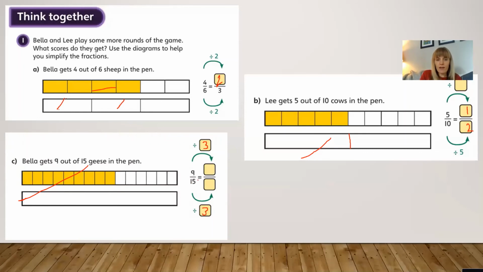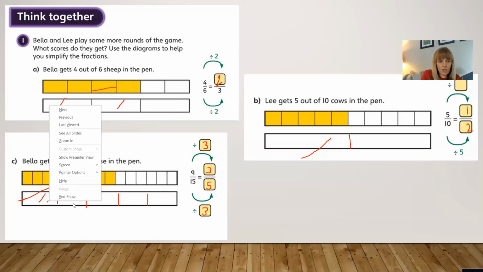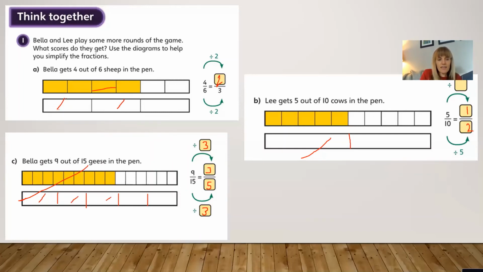So 9 divided by 3 is 3. 15 divided by 3 is 5. So this time, the simplest form of 9/15 would be 3/5. So I could try and divide this up. 1, 2, 3, 4, 5. So there's my fifth. I've divided it into 5. And then I would shade 3 out of the 5 to show the same as 9/15.